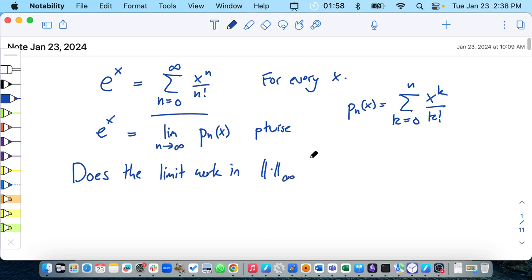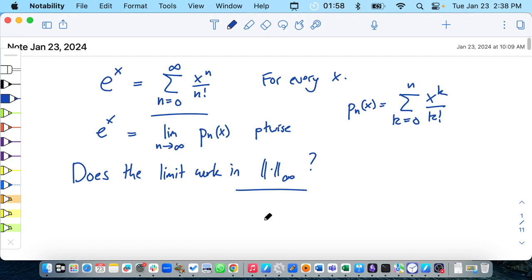In the infinity norm. Okay, and this is exactly the kind of theme we started last class with too. We had some sequence of functions that were converging pointwise, but not in L infinity. Here is some sequence of functions that's converging pointwise, and I'm asking you, does it work in L infinity?